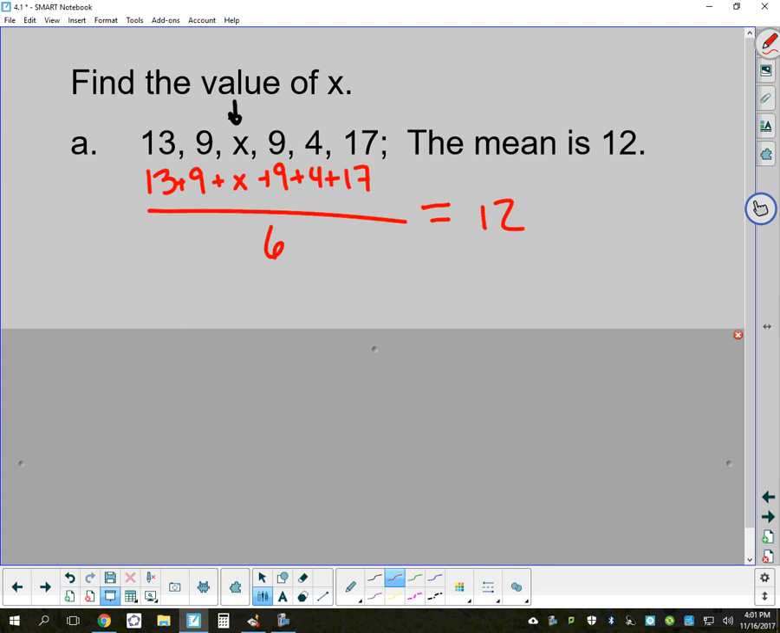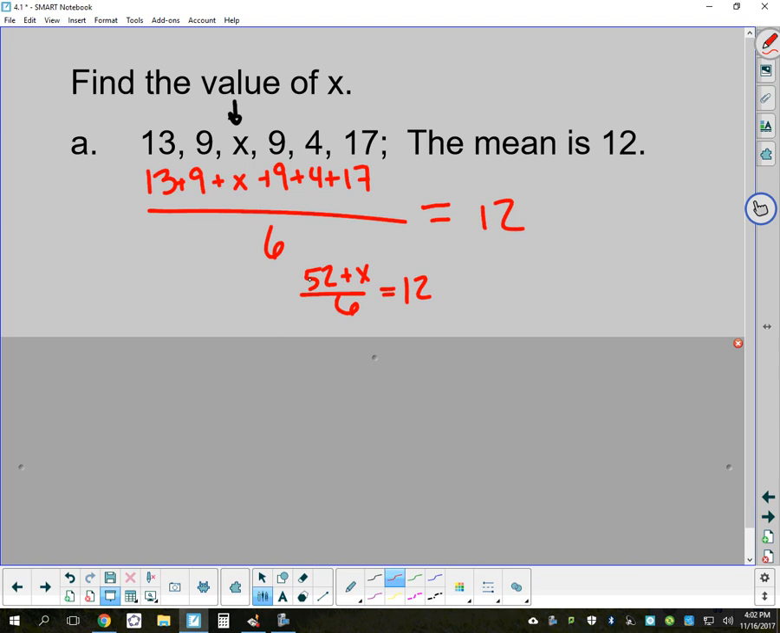So at that point, you just have an equation that you need to solve. So I'm going to use my calculator that I have in my hand here. 13 plus 9 plus 9 plus 4 plus 17. That gives me 52 plus the x that we don't know over 6 equals 12. And then to solve this, we would multiply by 6, which gives me 52 plus x equals 72. Subtract 52, and x equals 20. So the missing data value is 20.